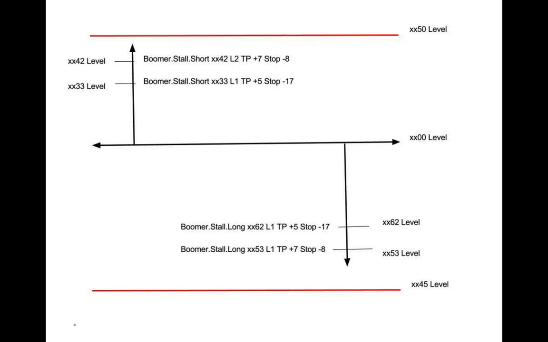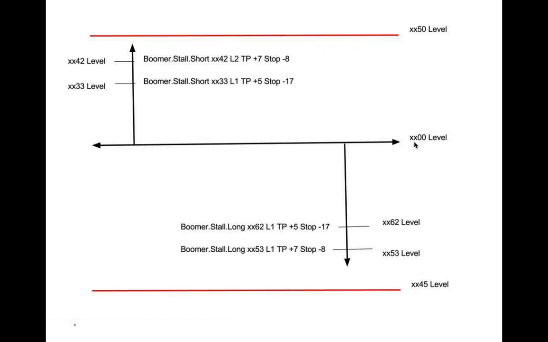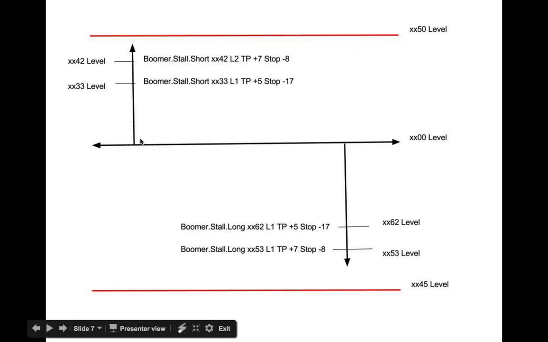So the first graph that I have here is the Boris version of our boomer stall strategy. And as you can see, you have the 00 level over here, right? If prices rise, we sell first at the 33 level. And if it doesn't resolve, our stop is minus 17, our stop is at the 50 level, and our target is 5. So if we sell at 33, it goes to 28, it resolves, we're done with the trade. We made our 5 points, move on.